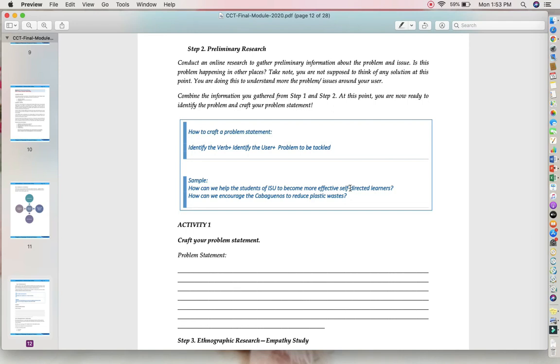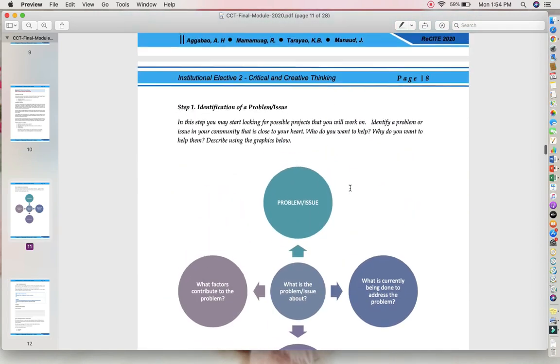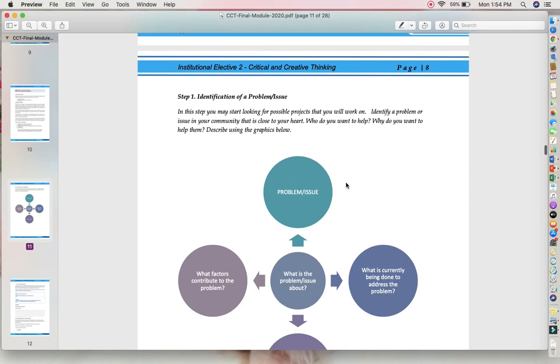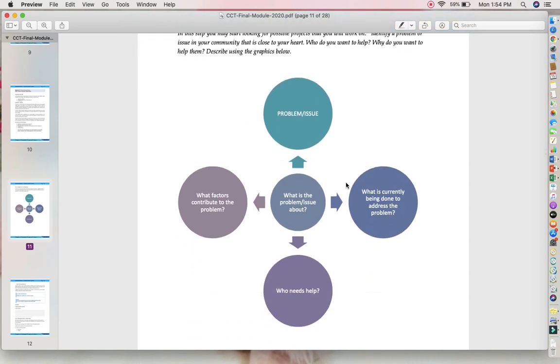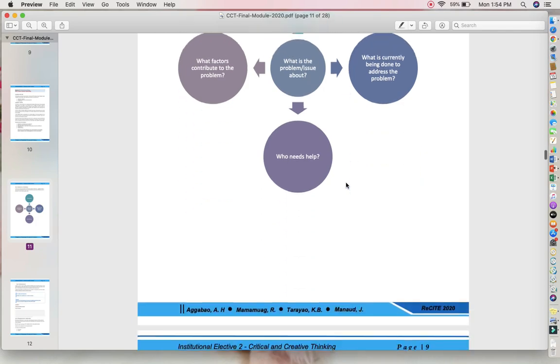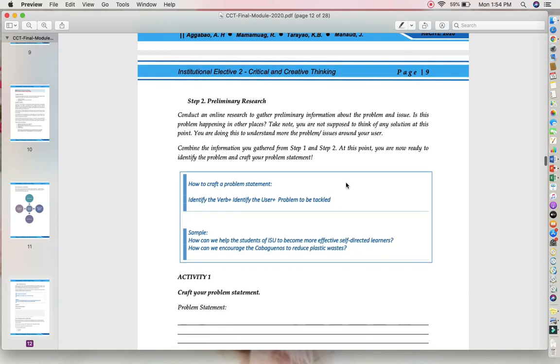Take note, you are not supposed to think of any solution at this point. Okay, you are only doing this to understand more about the problem or issue around the user. Okay, then combine the information you gathered from step 1 and step 2. What is step 1 again? Step 1 is the identification of a problem or issue using this diagram or graphics, and then step number 2 is preliminary research.